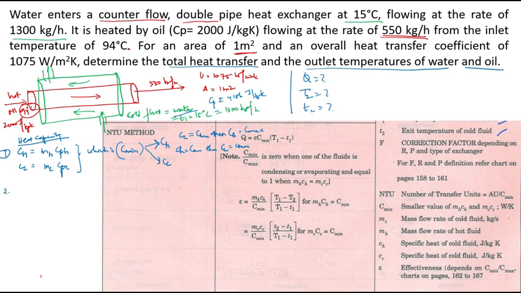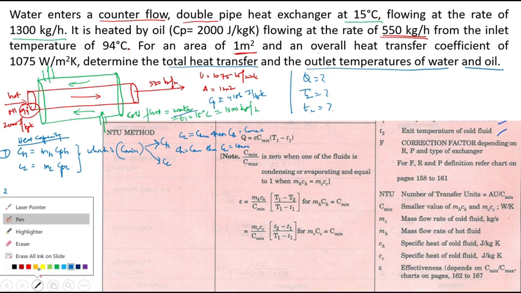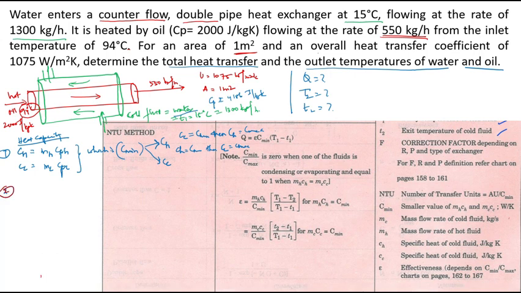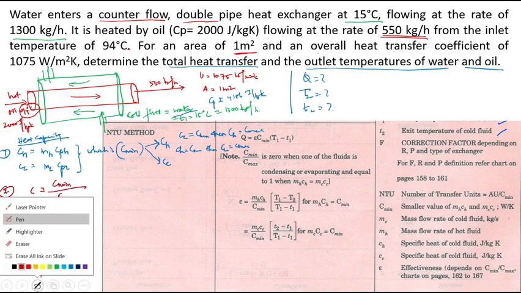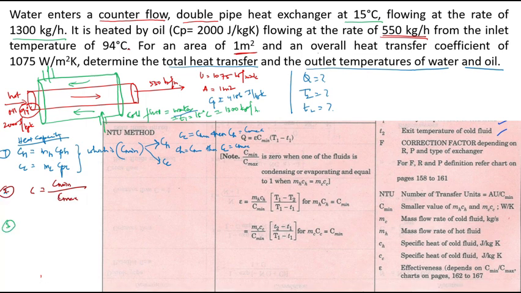Then the second parameter: from that value you have to find C, which is equal to the ratio of C minimum divided by C maximum. This is the second parameter you are going to find. Then the third parameter you are going to find is NTU. NTU, the number of transfer units, is equal to UA divided by C minimum. Here C minimum is the smaller value of CH and CC.